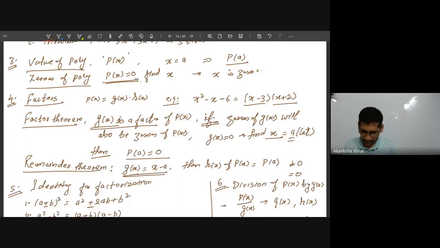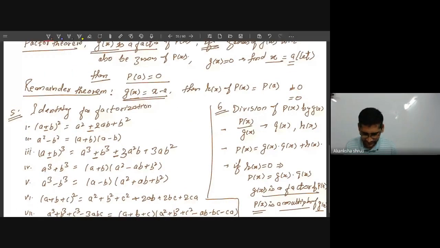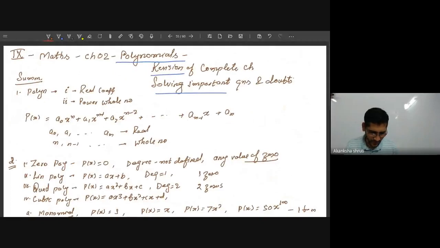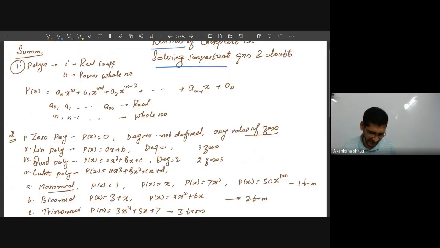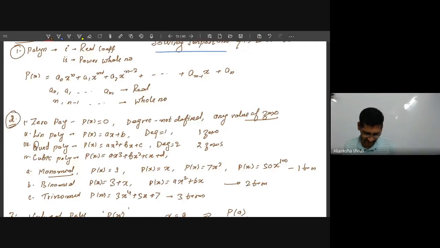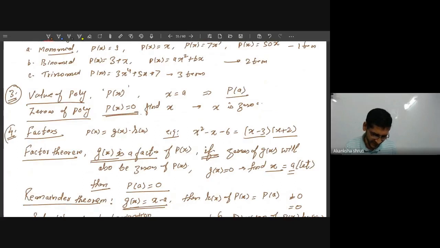So these are the only important concepts that you have to keep in mind. The very first concept is regarding whether it is a polynomial or not. The next one is the type of polynomial. The next one is what is the value of a polynomial and zeros of a polynomial. The next one is regarding the factor. What is a factor? How to factorize it?